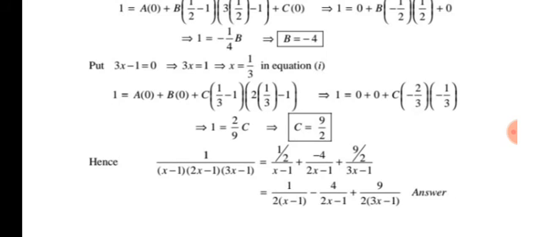Last, we will put 9 over 2 in place of c, so 9 will be written at the top as a numerator, and 2 will be multiplied in the denominator, which is 3x minus 1. So in this way we can make partial fractions and solve them to find the result.